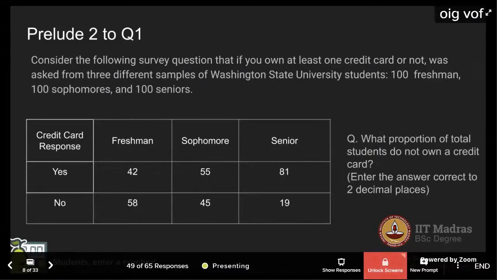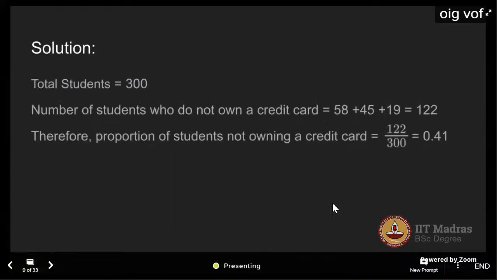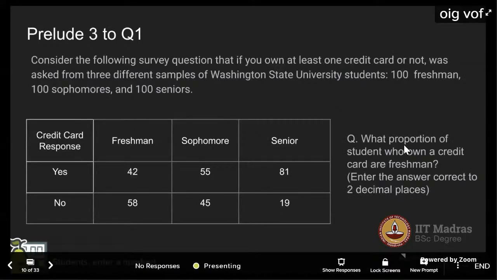Okay, so you just have to add these three values. In the credit card response, those who have responded no, these are the number of students who don't own a credit card. And then you have to just calculate the proportion. I think it's an easy one. Okay, next is the proportion of students who own a credit card are freshmen. Just wait for 3 minutes for this.